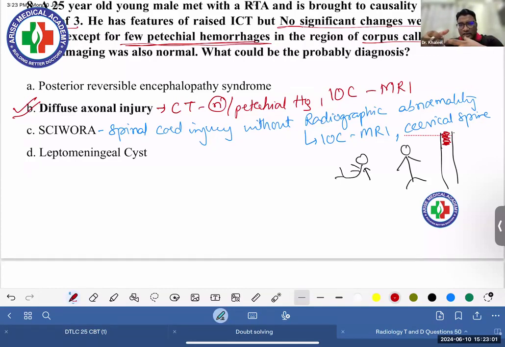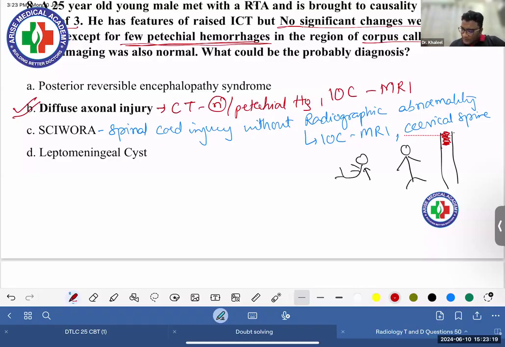So it usually occurs in very young children. When they fall and have injury to the neck, they have quadriplegia. But when you do X-ray and CT scan, everything looks normal. But when you get an MRI, the cervical spinal cord shows the injury. This is called SCIWORA, spinal cord injury without radiographic abnormality.